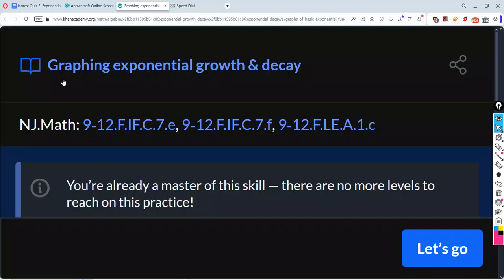This will be for the Khan Academy exercise, graphing exponential growth and decay.